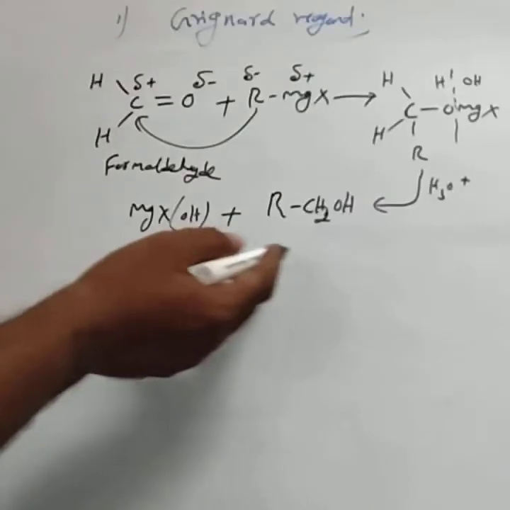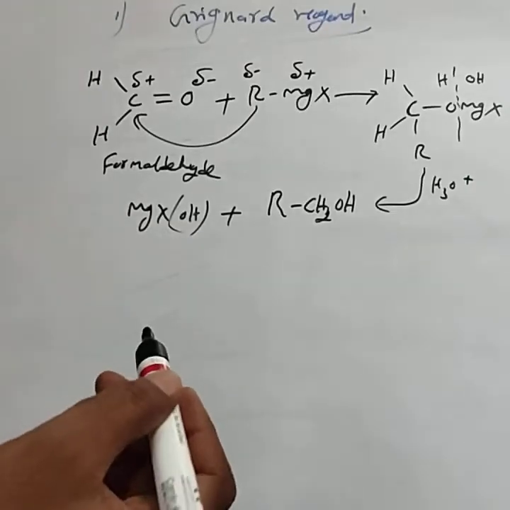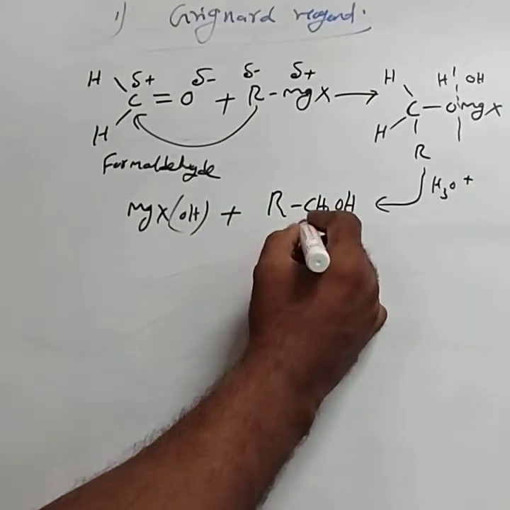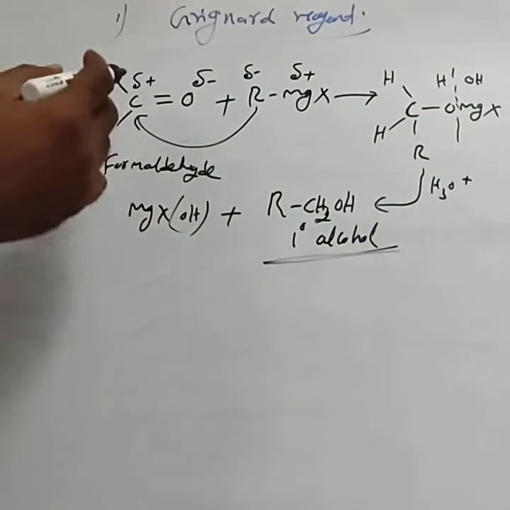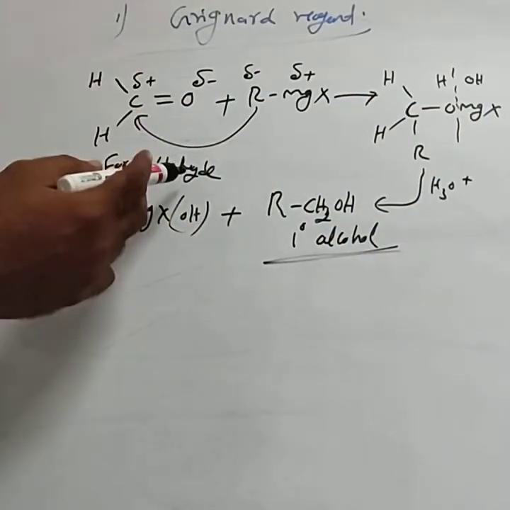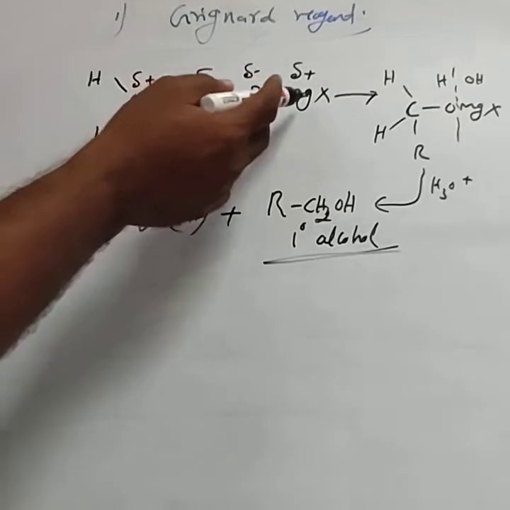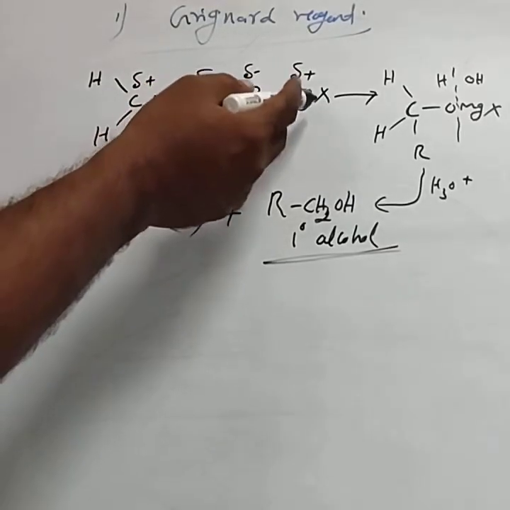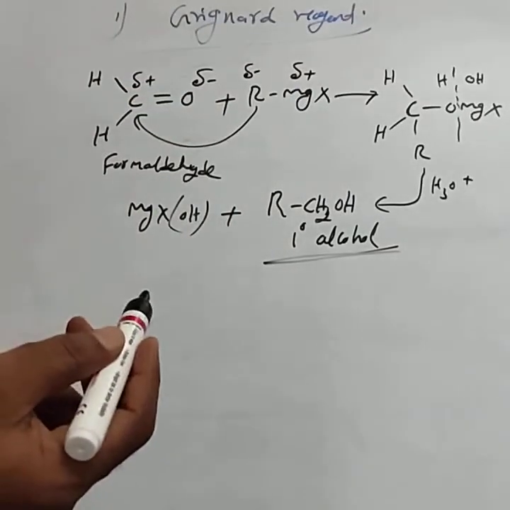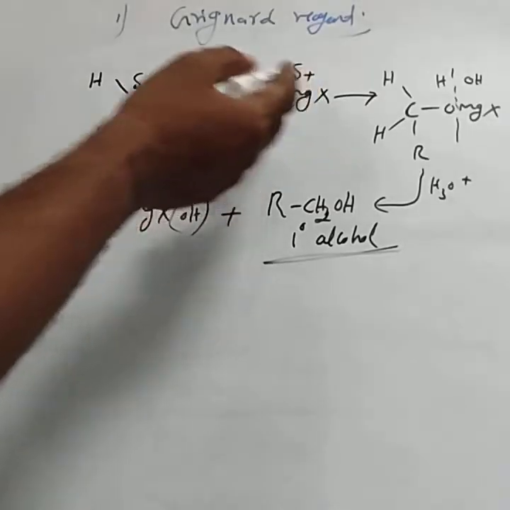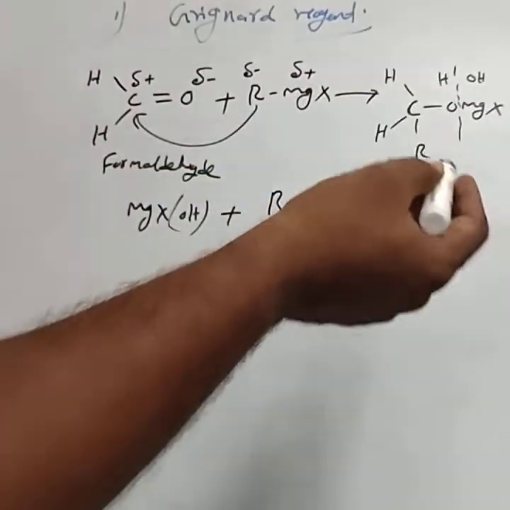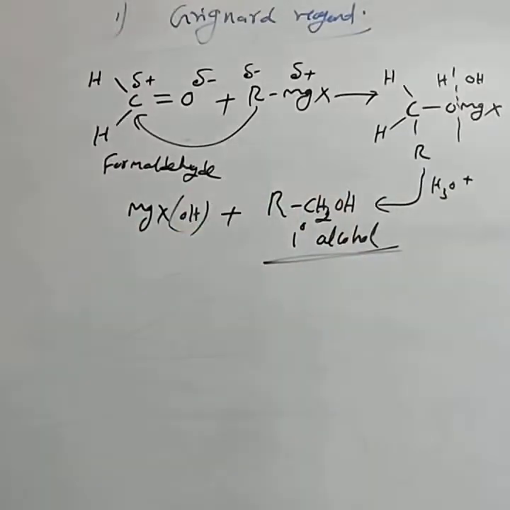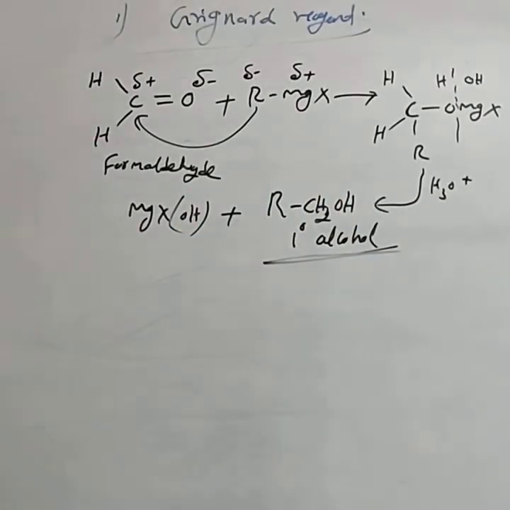Can you guess the product formed? RCH2OH is the general formula for a primary alcohol. When formaldehyde, among the aldehydes, reacts with Grignard reagent, for 1 mark they can ask the general formula of Grignard reagent, which is RMgX. Formaldehyde reacts with Grignard reagent to form an addition product, which on acid hydrolysis gives the primary alcohol.